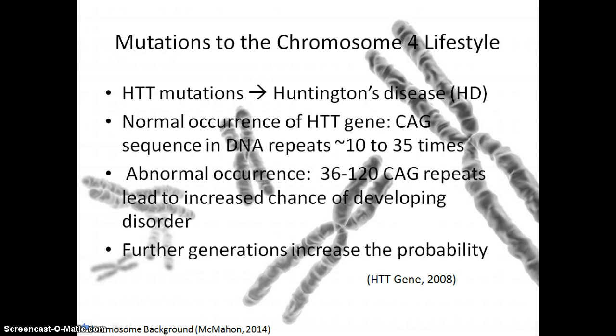And HTT mutations lead to Huntington's disease. In a normal occurrence of HTT, the CAG DNA base sequence repeats 10 to 35 times, but abnormally it occurs 36 to over 120 times, leading to increased chance of developing the disorder. And further generations increase the probability of receiving Huntington's disease.